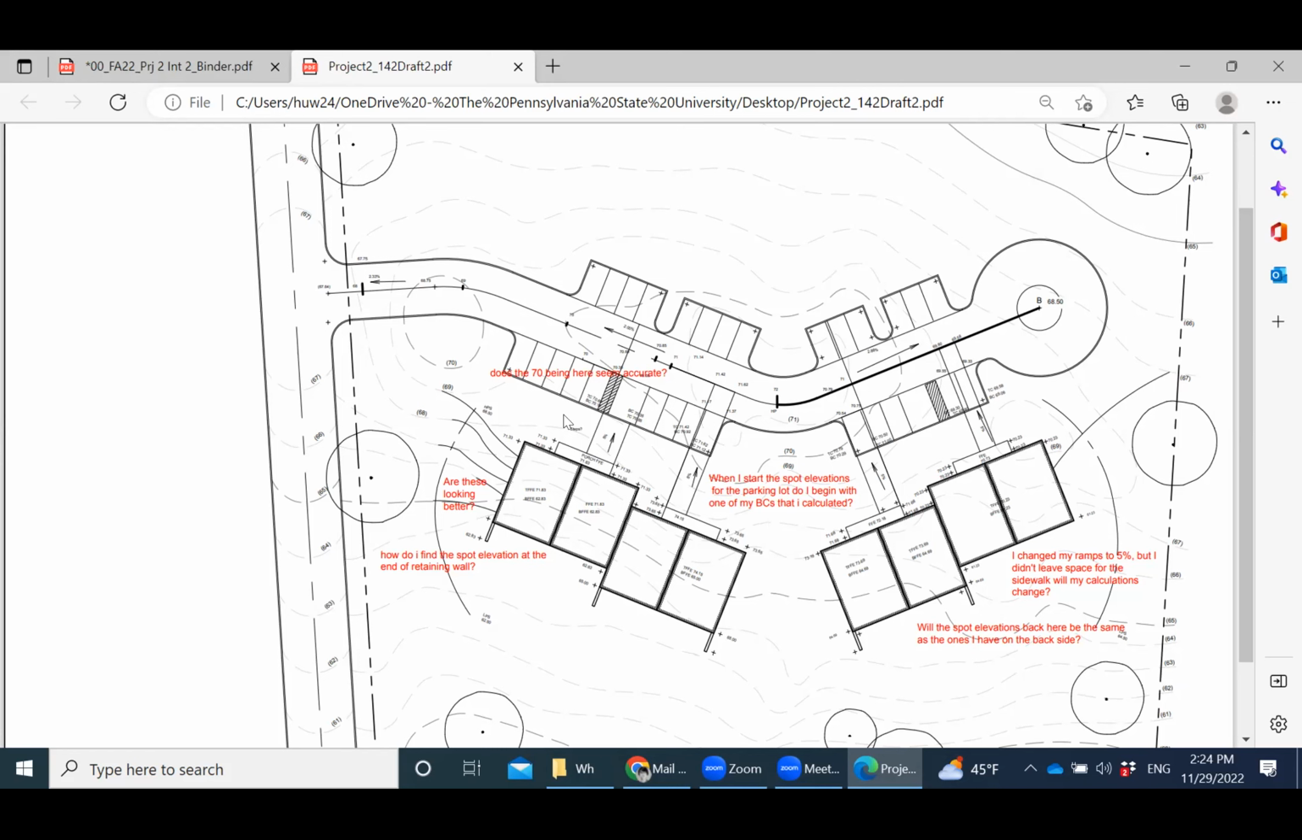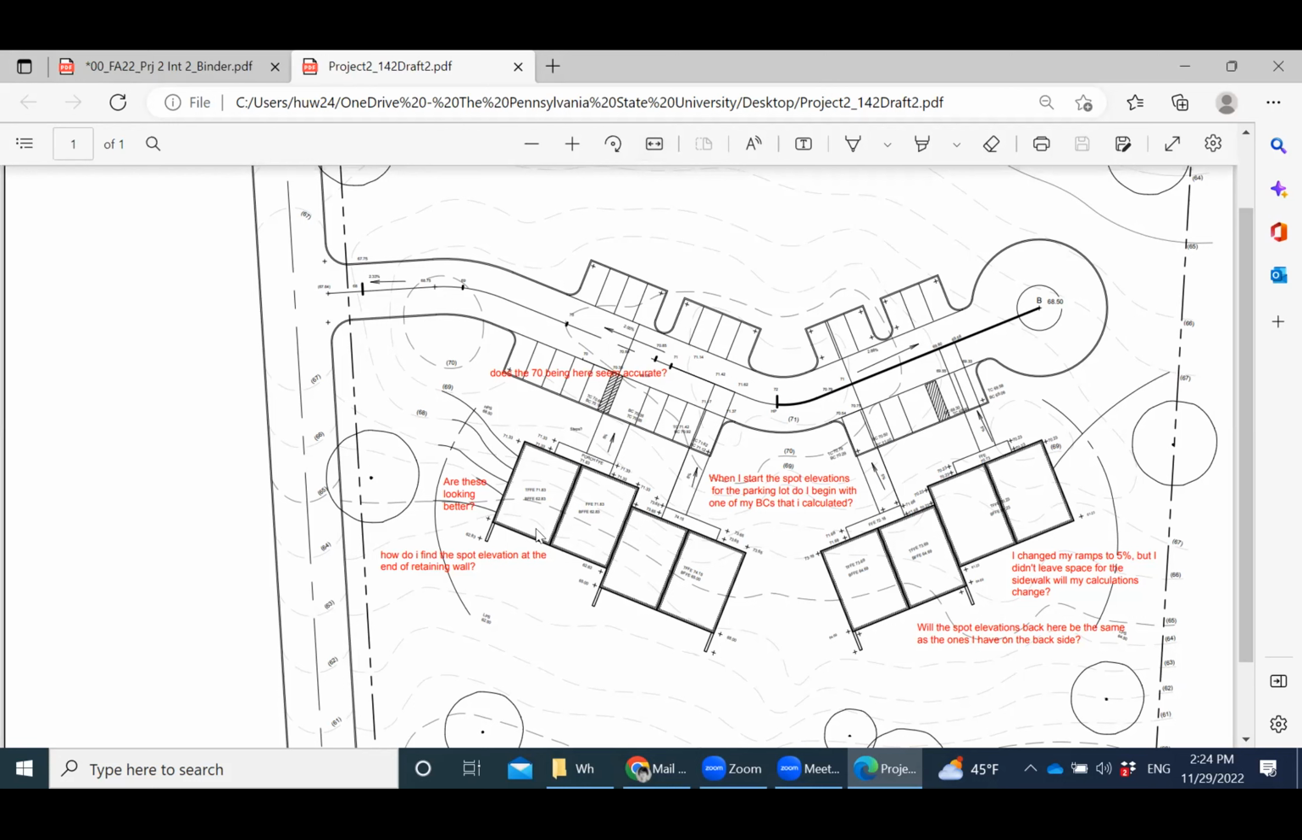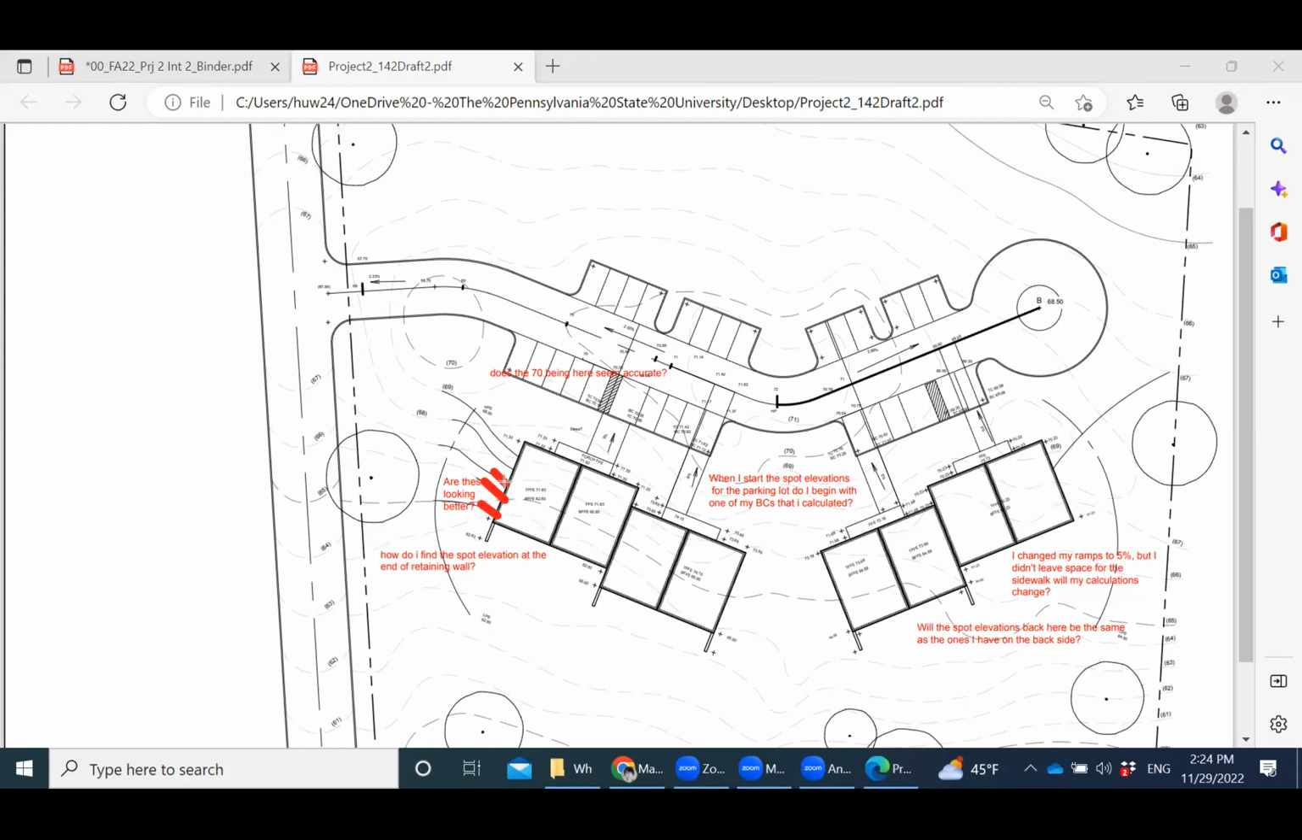The last one, it's still not creating. Let's do something like this. Okay, now the ones that, yeah, there. How to find spots at the end of retaining wall? That we can talk about later. I think my length to 5. Don't expect my calculations change. Okay, let's take a look one by one.